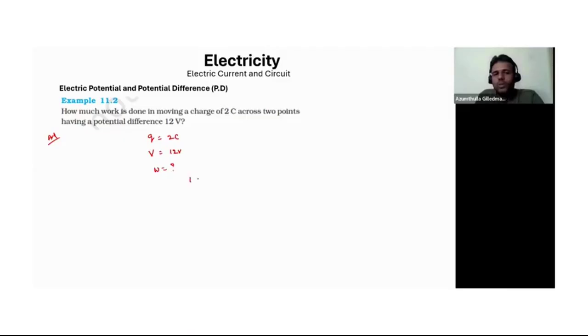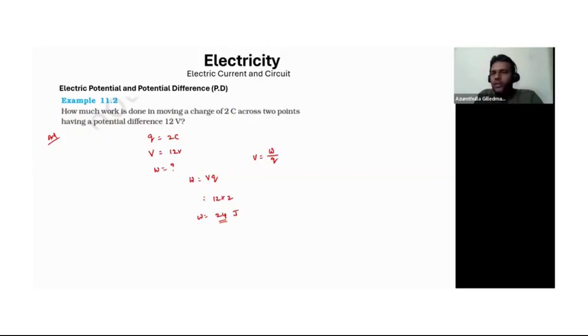What is W? W equal to VQ. How did we get that? V is the amount of work done to move a unit charge. If Q is the amount of charge, then W equals V into Q. So what is V here? 12 volts, into what is Q? 2 coulombs. So 12 into 2 is 24 joules. So the amount of work done here is 24 joules.